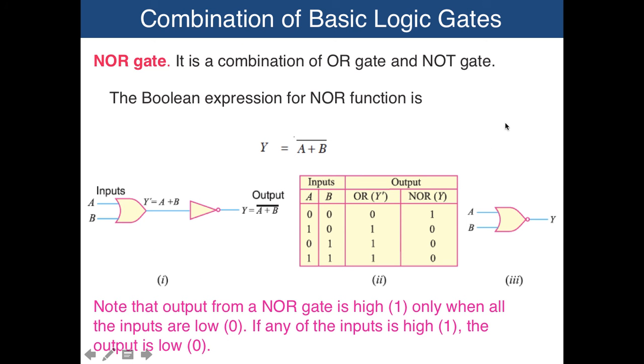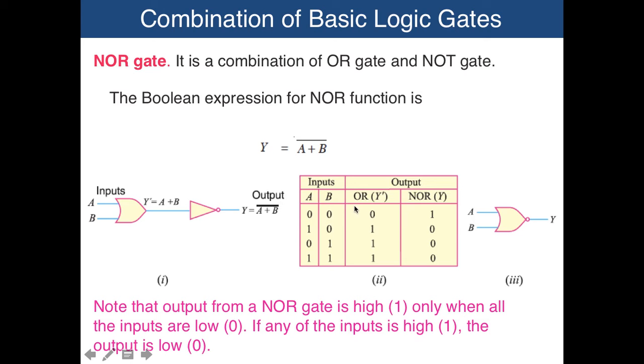Second combination of logic gate is NOR gate, and the NOR gate is a combination of OR gate and NOT gate. The Boolean expression for NOR gate is, since it is NOR gate, so A plus B inverting, so (A plus B) bar.